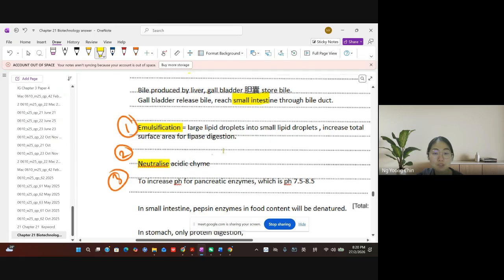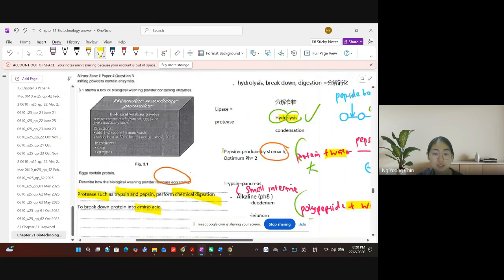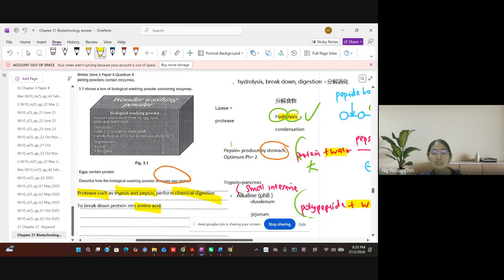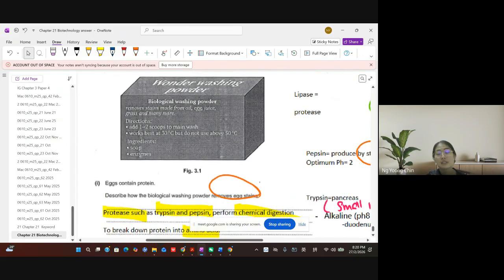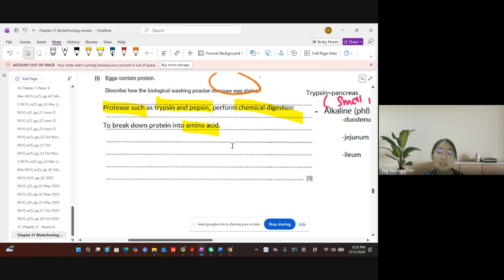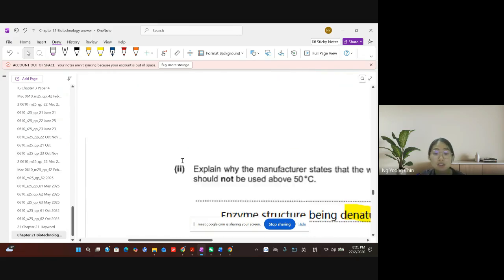Okay, and then one more question which is here, I think. This we discussed before already, and you only need to know clearly what the difference is between physical and mechanical digestions. And then here.